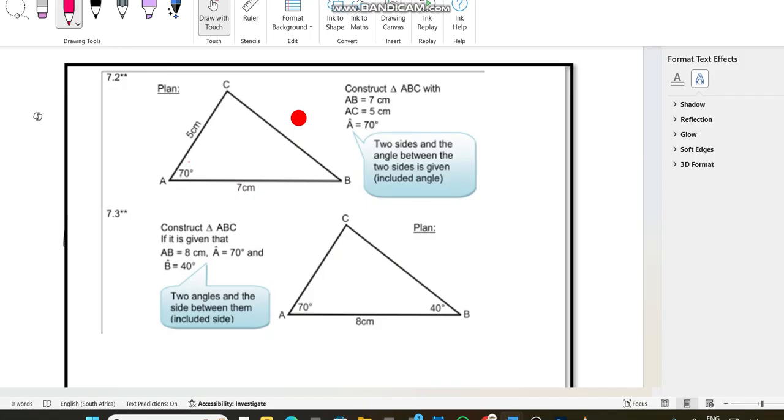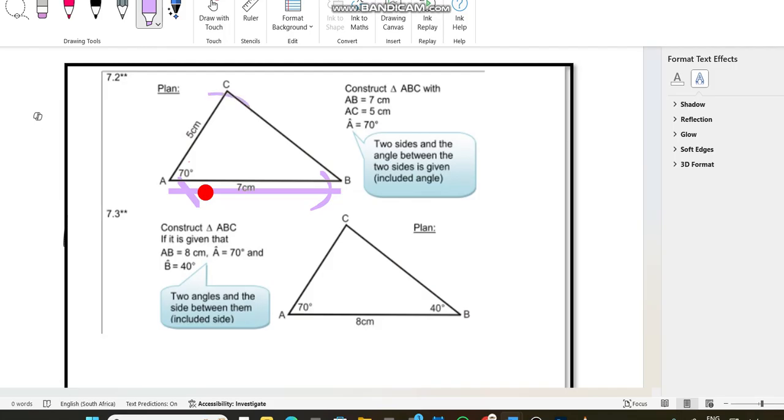So first you will, okay, I'm going to work it with the highlighter. So first you'll do your line, right? Obviously, you're going to do it bigger than mine now. This is just an example. Then you're going to do your origin. You're going to take your 7 centimeters and you're going to make your arc. Then you're going to take your 5 centimeters, put it on your origin, and make your arc.